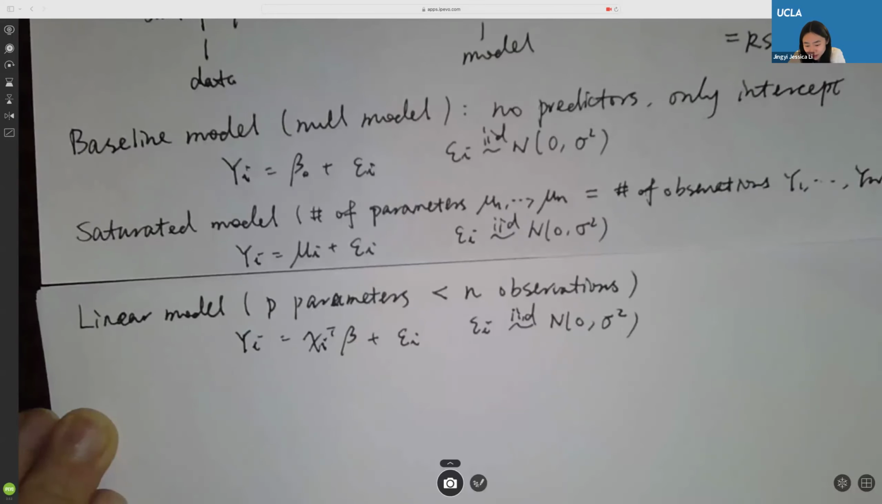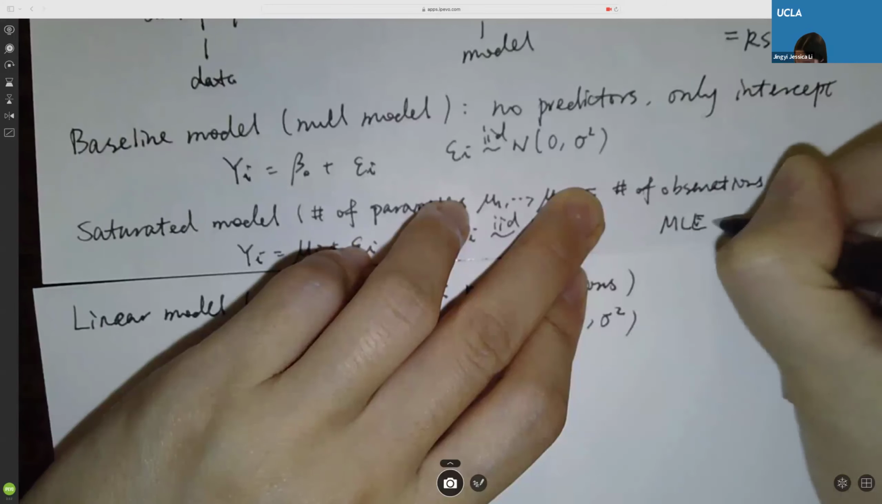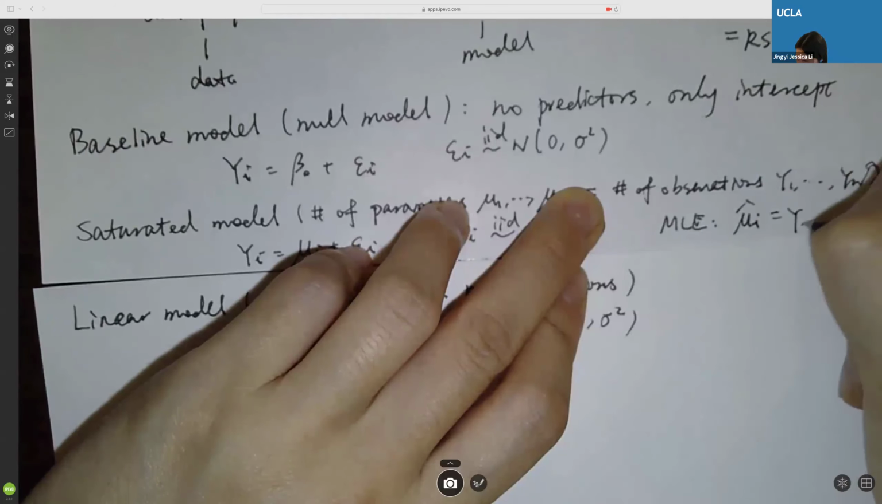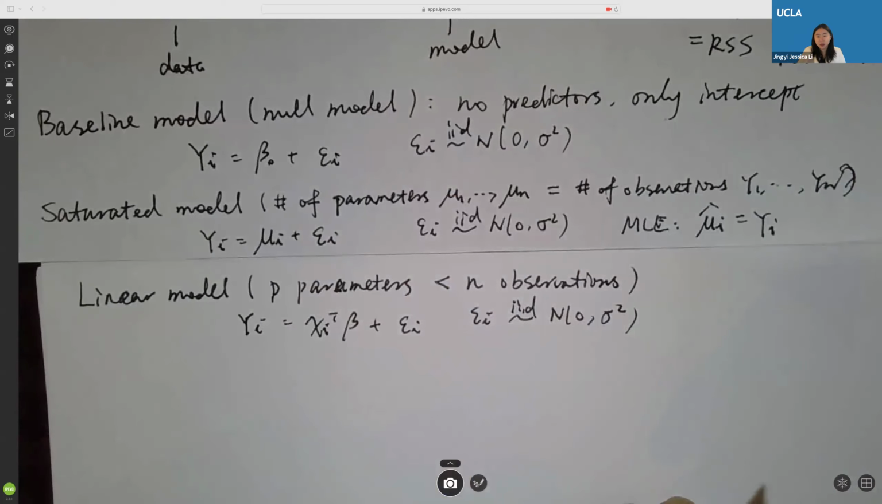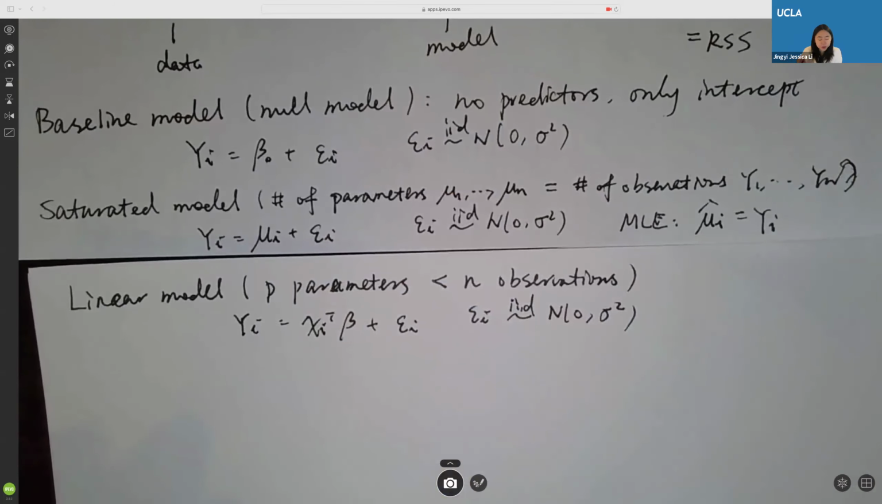That will be your best guess. So in this case, MLE, maximum likelihood estimation, mu i hat is just yi. So yeah, you just use the observation as the parameter estimate. But something maybe I will just briefly say here, there's a very, very interesting theoretical result.